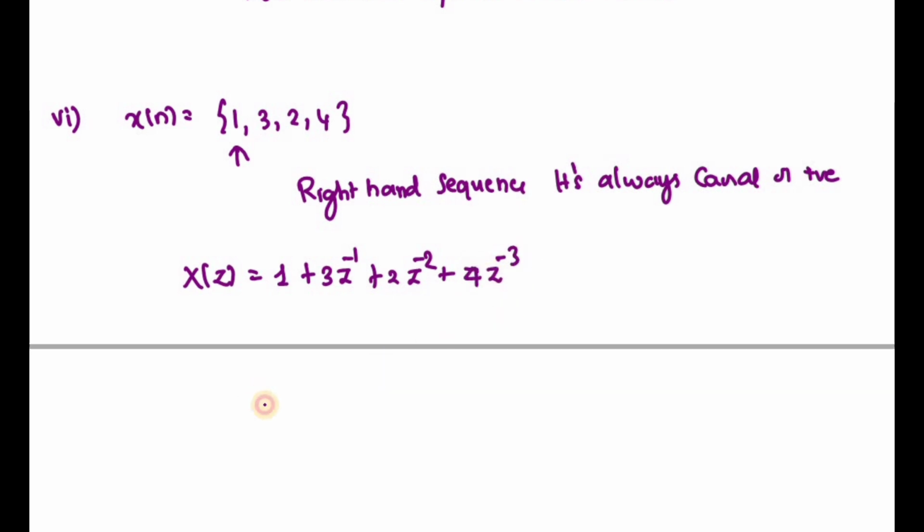So here the ROC is the entire Z plane except z is equal to 0. Okay.